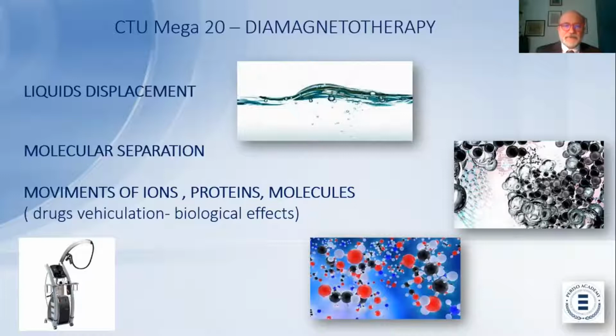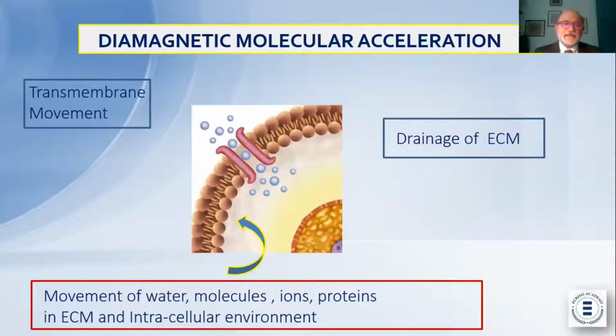We can realize molecular separation, and we can modulate the movements, the normal movements of ions, proteins and molecules that normally are related to the metabolic activities of the cells, but it also gives the possibility to vehiculate drugs or molecules inside the extracellular matrix and in the cells. So we have to imagine the cells at the ultrastructural levels, as the extracellular matrix and the cell membrane. So we can optimize the transmembrane movements of the ions and the molecules, as you can see in the picture.